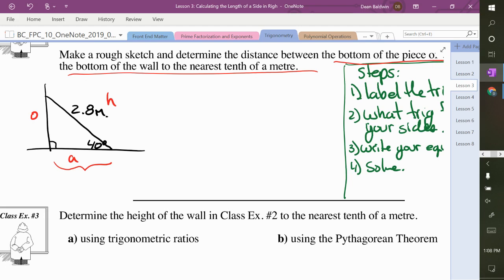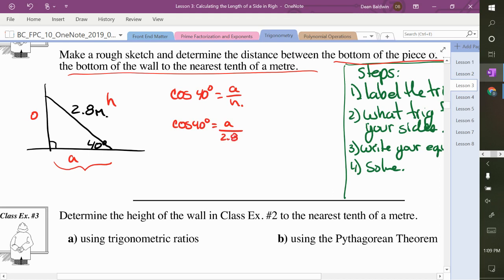Oh, A and H. Okay. What trig function is A and H? Cosine. So we write cosine of what angle? 40 degrees, because the angle always goes with the trig function, equals, I'll write A over H. You don't have to write this step A over H. You can just put in the numbers if you want. A is just A. H is 2.8.